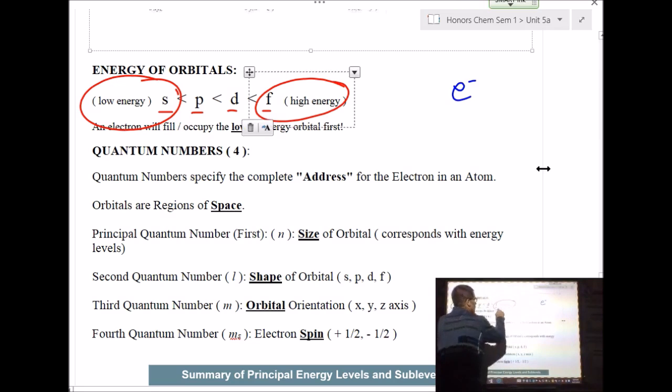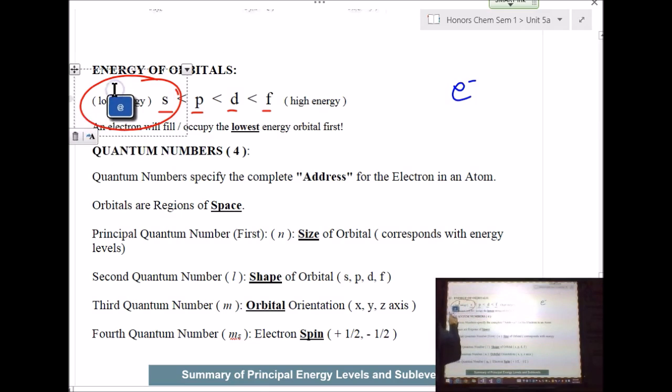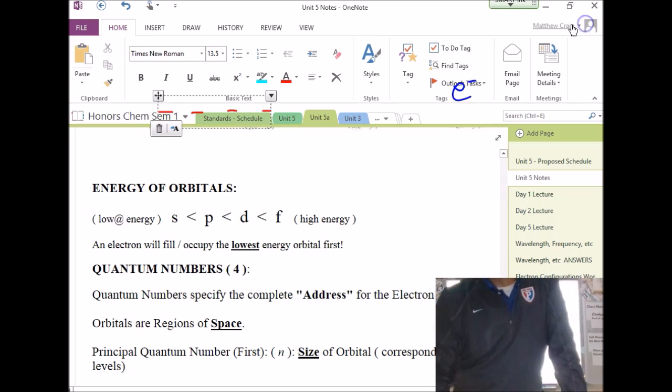So if I'm an electron, exactly this guy. Oops, sorry. Oh wait, whatever that was. Ooh. Undo. Sorry, I don't know what just happened there. Okay.